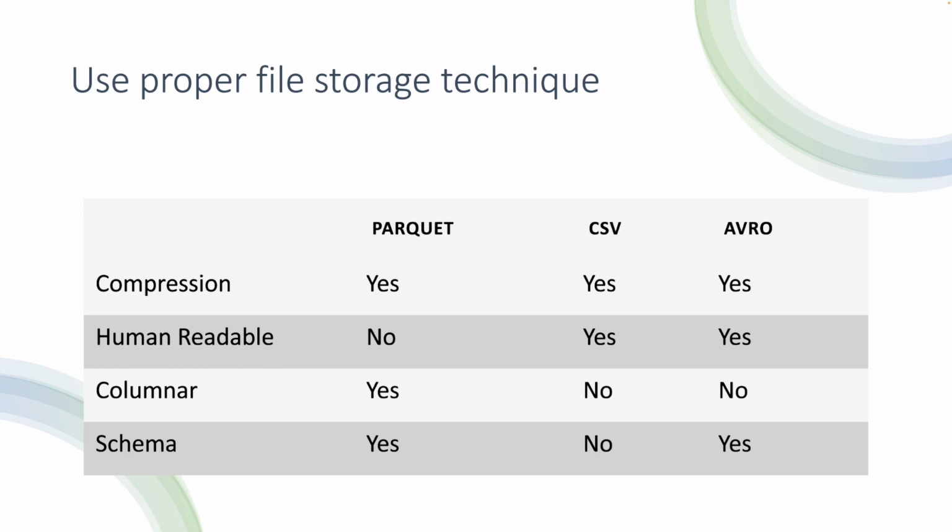Okay, and then we have covered this a little bit last time, which is using the proper file storage technique. What this goes into is if you know that you're only going to be reading a few columns out of the number of columns that you have, then it might be better to store it as Parquet compared to Avro or CSV. There are also other formats that we covered last time, like SQL Server and whatnot, right? JSON and ORC and other formats, right?